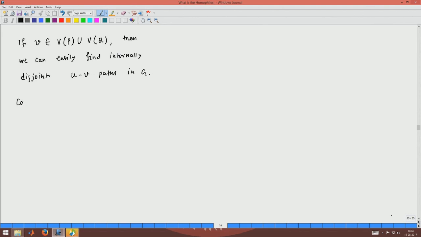Now, case 2 is that v is not a vertex on the path V(P) union V(Q).